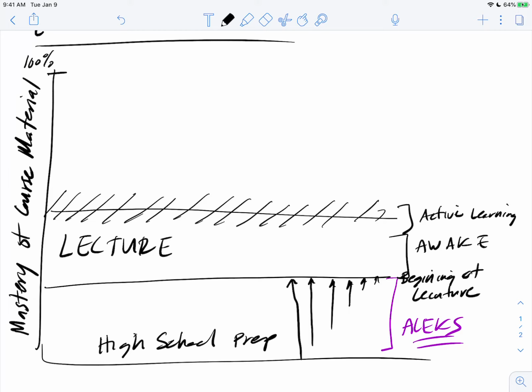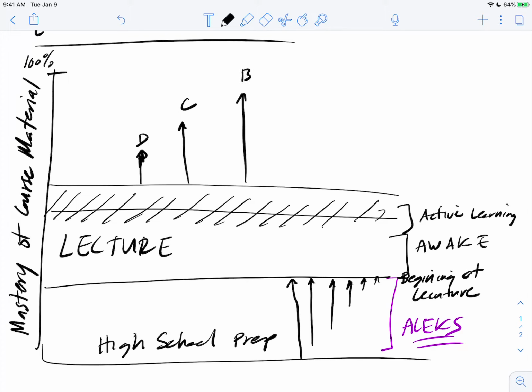So we go to lecture. You might have some questions answered. You might have some new questions that are created, and so basically at this point, you can have work that's going to get you to a D, a C, a B, and an A. Now, most of this is going to have to do with out-of-class learning.